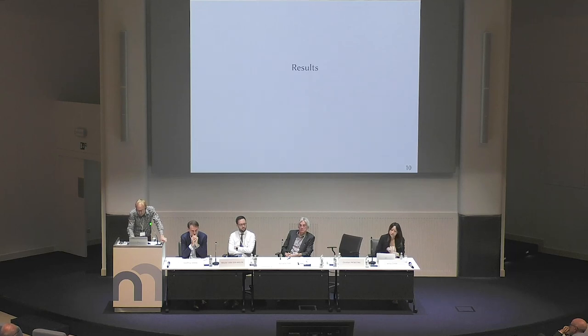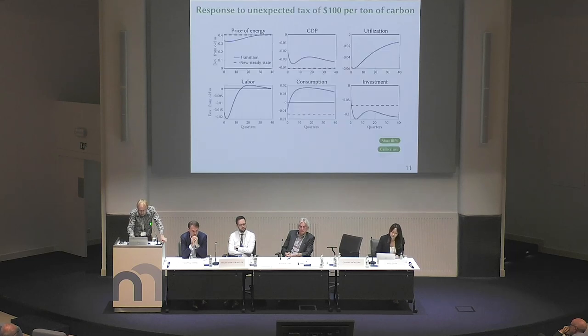Okay, so what do I find? The policy experiment is that I'm gonna introduce an unexpected $100 per ton carbon tax, which is permanent. And that's going to lead to an increase of the price of energy. The blue line here is the transition over the first 10 years, and the red dashed line is the long-run response. And so the price of energy goes up by about 30-40%.